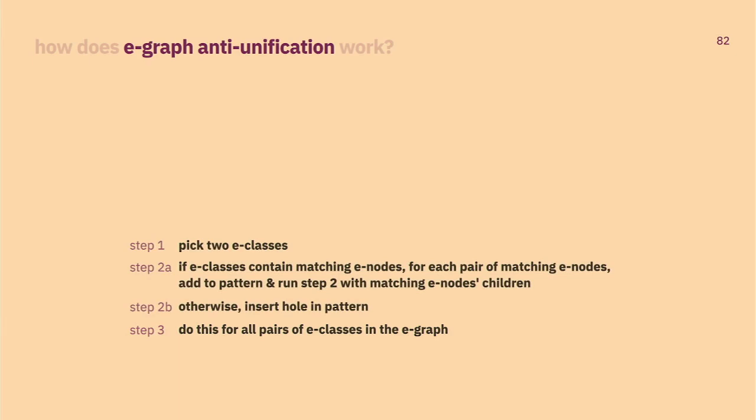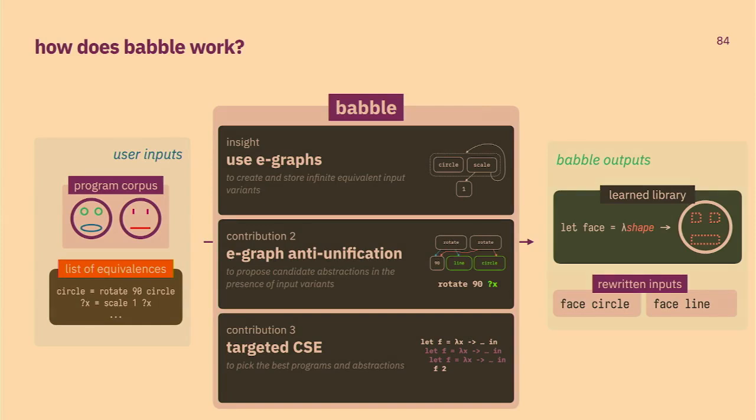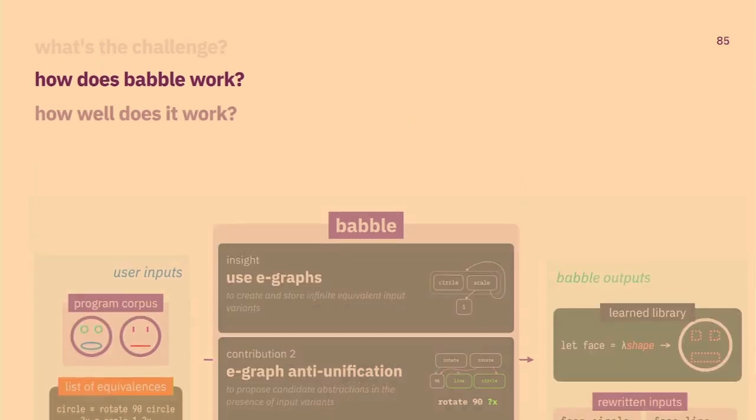In practice, we make quite a few changes to make this more practical. For instance, we use dynamic programming to make sure we're not constantly recalculating anti-unification results. We also don't just randomly pick two E-classes when we start. We have a smarter way of going about this. But this should give you a rough flavor for how this process works. And again, if you want more details, you can check out the paper. Our targeted CSE algorithm tackles the other part of this task, candidate abstraction selection, how we find the best possible subset of libraries to use, along with the versions of our original input programs to use in the presence of an E-graph. But again, since we're short on time, more details can be found in the paper.